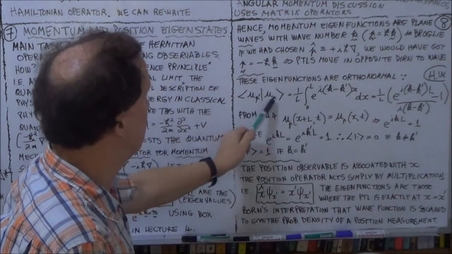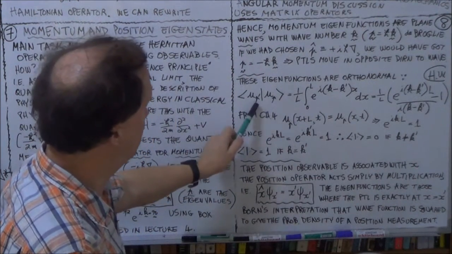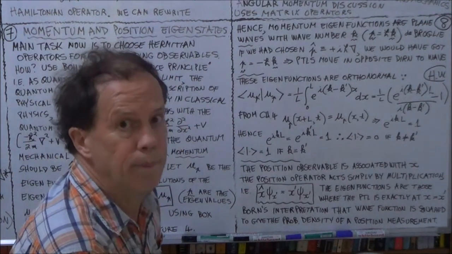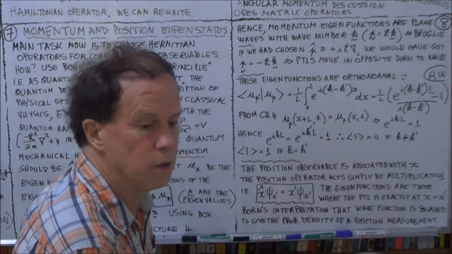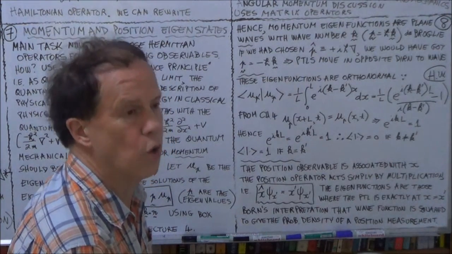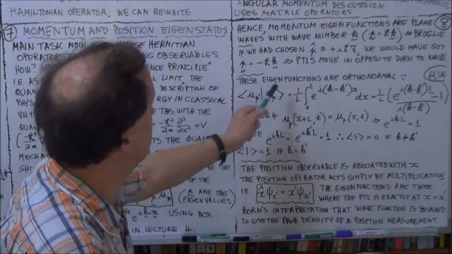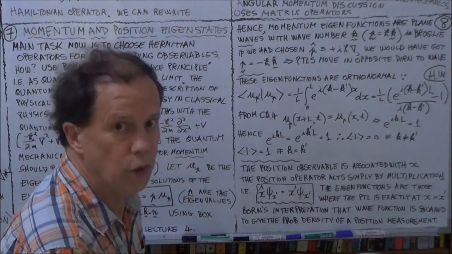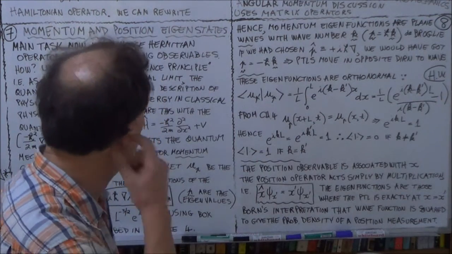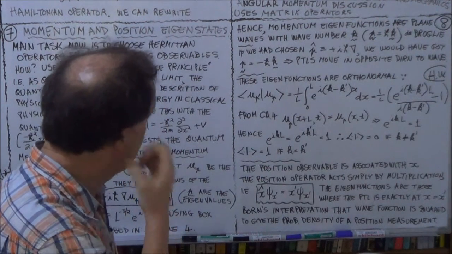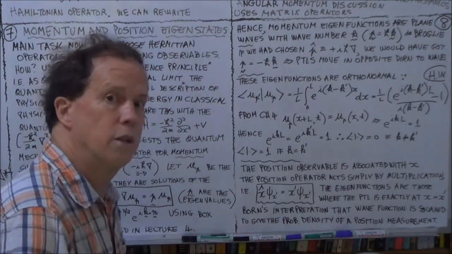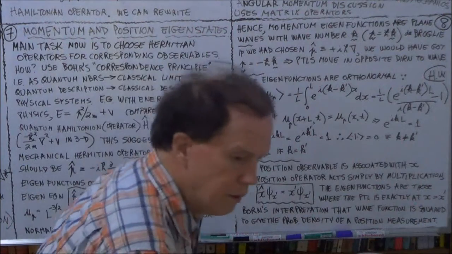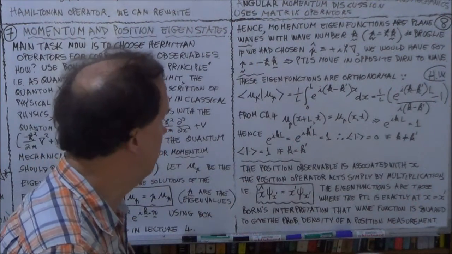Okay? So therefore the bracket here, when p' equals p in the limit, is just 1. So it's not just orthogonal, it's also normalized, so it's orthonormal. So the eigenfunctions of the momentum operator are orthonormal. Okay, we've proved that. Alright, so that's looking good for the momentum operator and its eigenfunctions and eigenvalues.